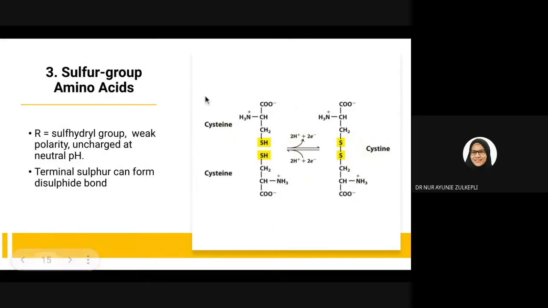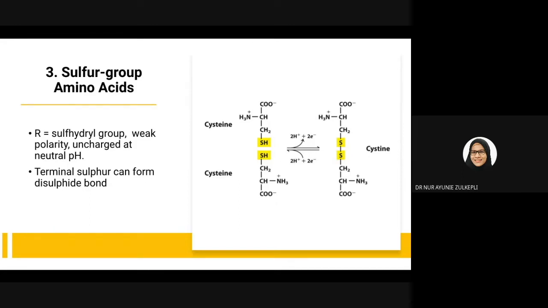And also the sulfur containing amino acid, which has a sulfhydryl group in the side chain. It has weak polarity and is uncharged at neutral pH. And two cysteines can form a disulfide bond. Okay, this is a disulfide bond.